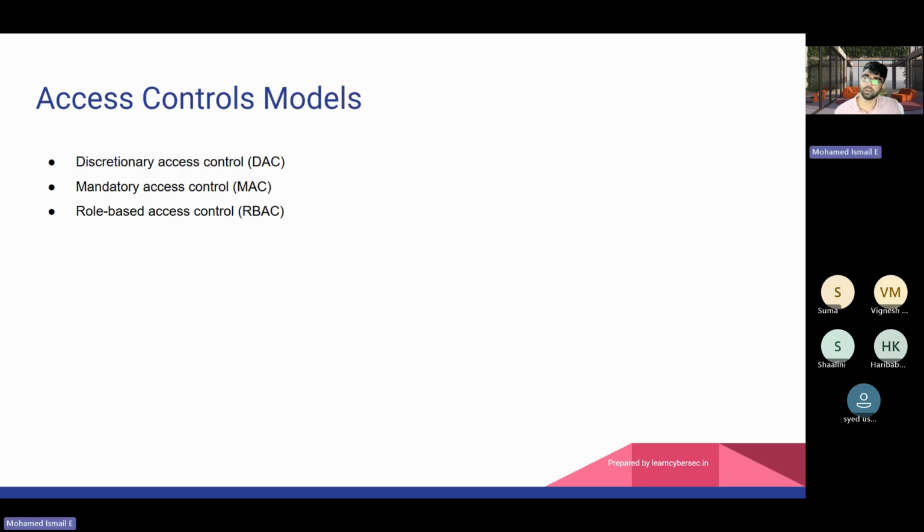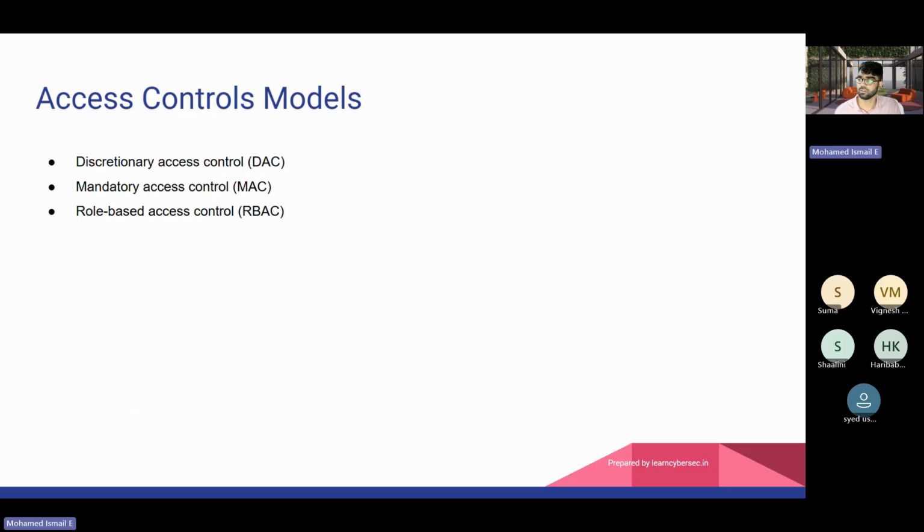In logical or technical access control, there are primarily three control models available: discretionary access control, mandatory access control, and role-based access control. I will provide three examples so that you will not forget these concepts.